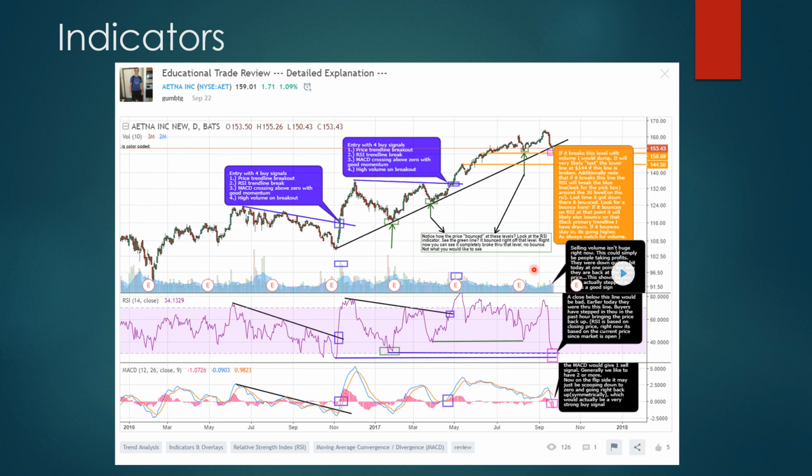For example, here, this is something I sent to my dad, and I told him it was going to bounce right here. Sure enough, it did, and now this thing's all the way up above 170. The next day it bounced. How did I know how to do that? It's because I know how to use indicators.